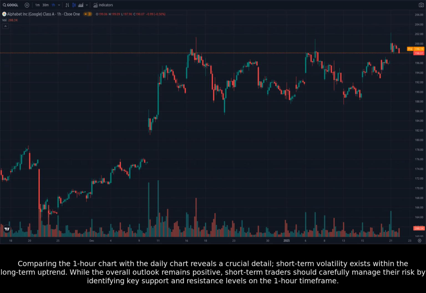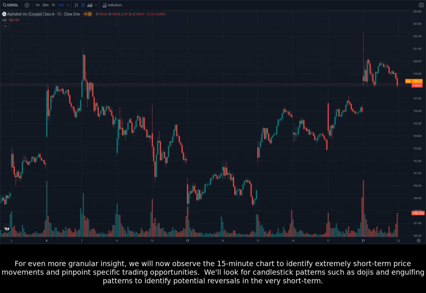Comparing the 1-hour chart with the daily chart reveals a crucial detail: short-term volatility exists within the long-term uptrend. While the overall outlook remains positive, short-term traders should carefully manage their risk by identifying key support and resistance levels on the 1-hour timeframe. For even more granular insight, we will now observe the 15-minute chart to identify extremely short-term price movements and pinpoint specific trading opportunities.